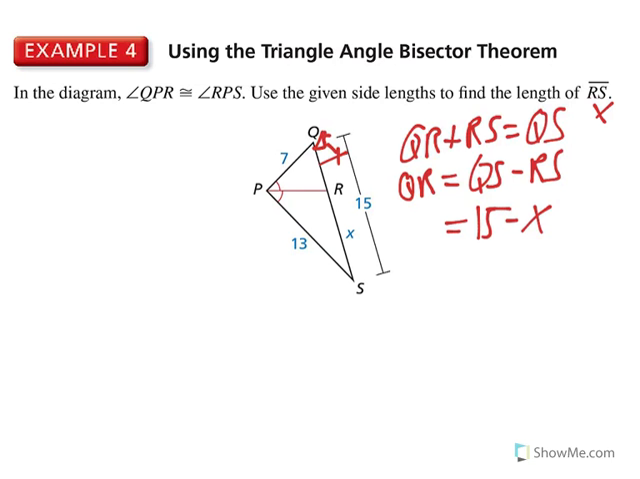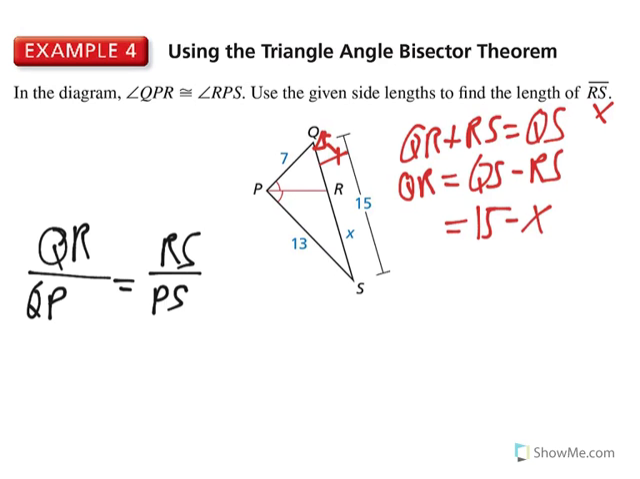So now if I set my proportions up, just like I did in the last one, I'm going to do QR, the section that's created by the bisecting ray, over the side on that same side, QP, would equal RS over that side of PS. So we plug them in. QR is my 15 minus X. QP is 7. RS is my X. And PS is my 13.